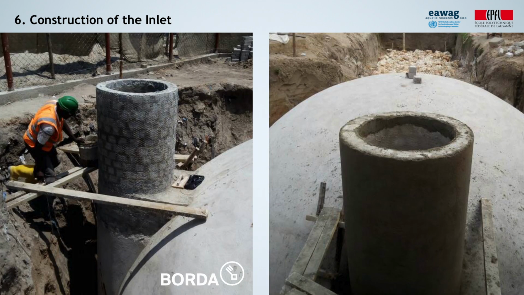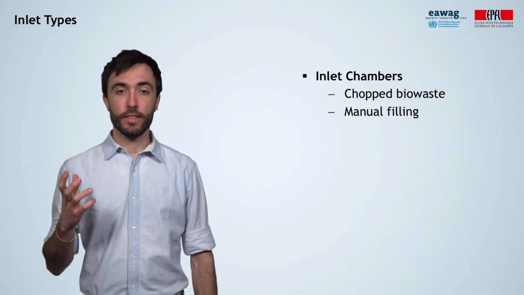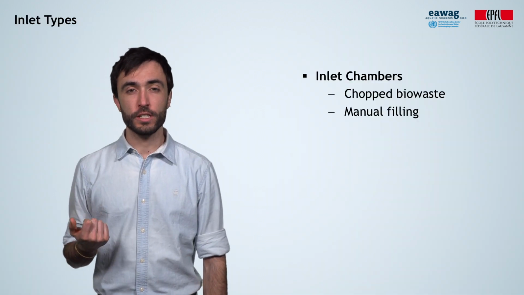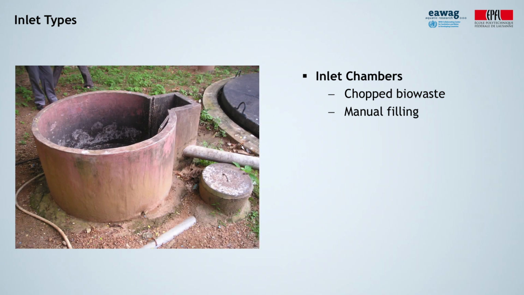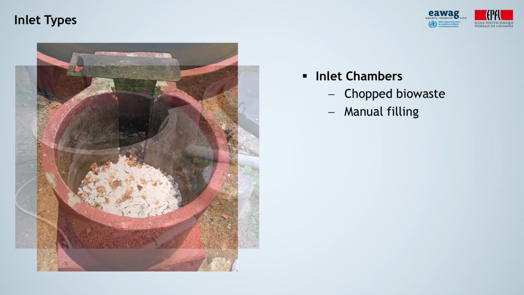The next step is to construct the inlet. Here we see how the inlet of the digester was built using the same procedure as shown for the digester. Bricks are stuck to each other using mortar, a mesh, and a plaster on top. Depending on the feedstocks to be digested, we distinguish 3 types of inlets. Normal inlet chambers for all sorts of chopped biowaste.